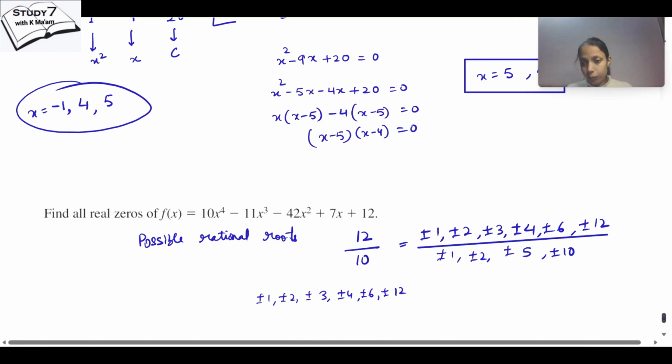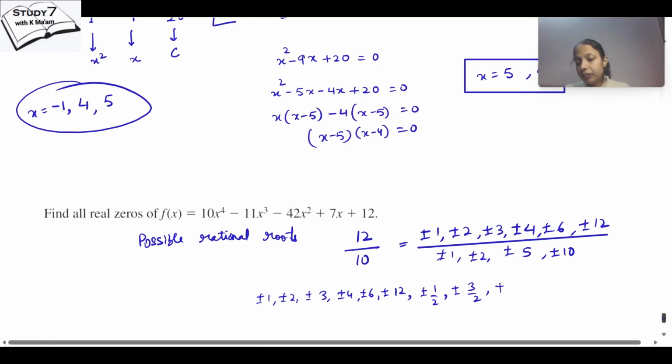Then you divide with 2. If you divide with 2, plus minus 1 by 2. 2 by 2 is 1, already used, no need to write. 3 by 2. 4 by 2 is 2, already used. 6 by 2 is 3, already used. 12 by 2 is 6, already used here. Already written these values. Now divide every term with plus minus 5.